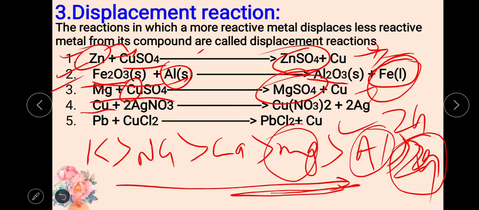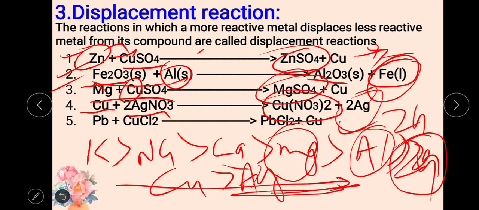And copper reacts with AgNO3. Silver is less reactive than copper, so copper can displace silver easily. When copper reacts with silver nitrate, it gives copper nitrate, Cu(NO3)2, plus silver.